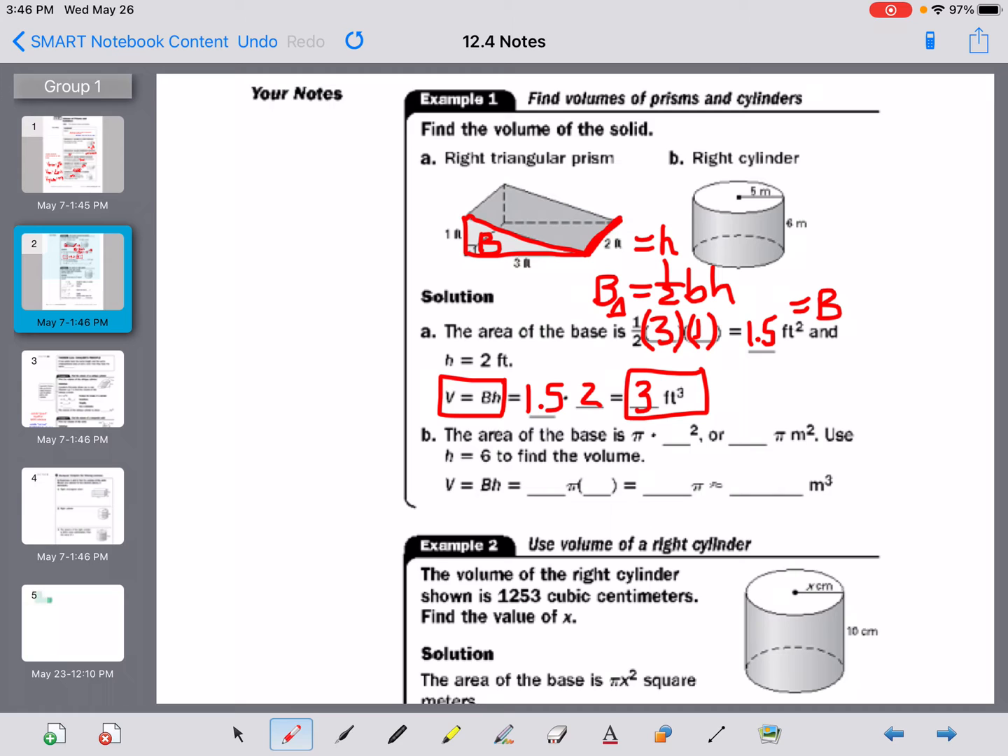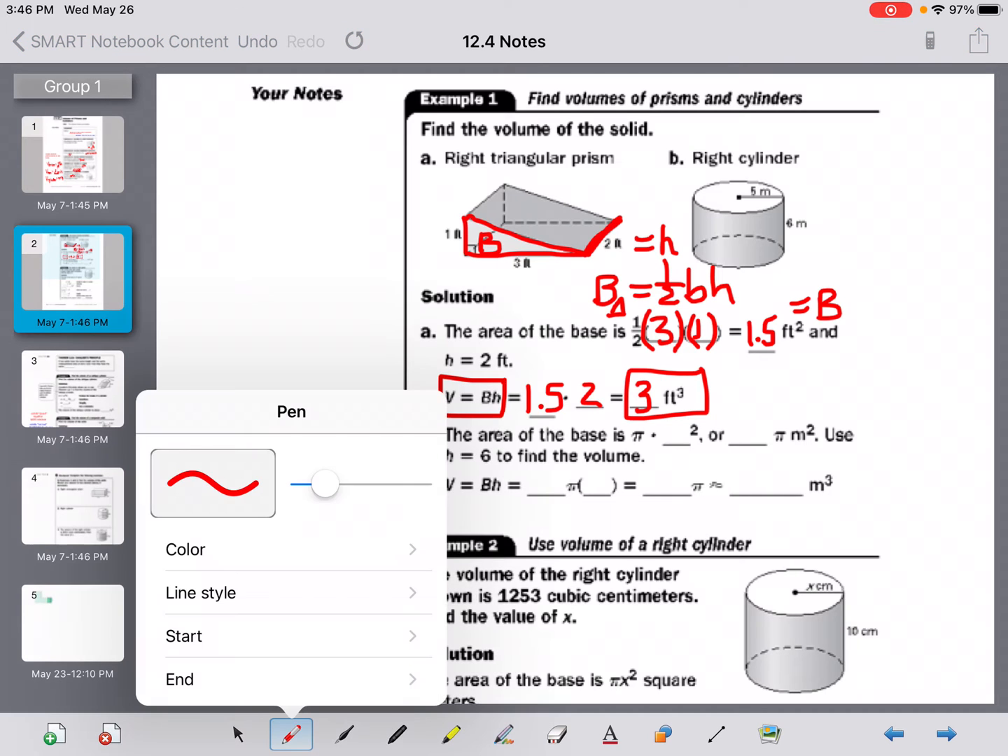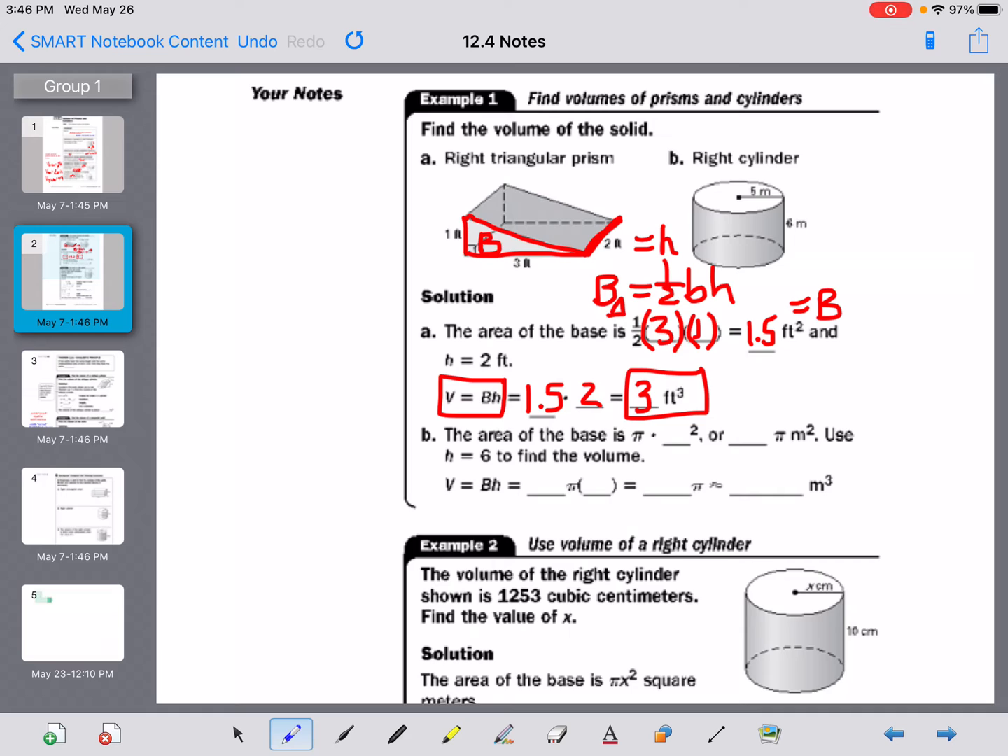All right, my second one is a cylinder, and a cylinder is nice because all the bases on cylinders are circles, so we just go pi r squared. So I don't even like to use this one, I just go pi r squared h. Okay, so I look there, my radius is 5, so I have pi times 5 squared times my height, which is this 6. From base to base, again, from circle to circle is that height.